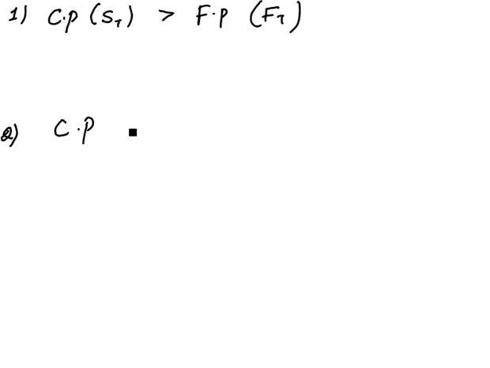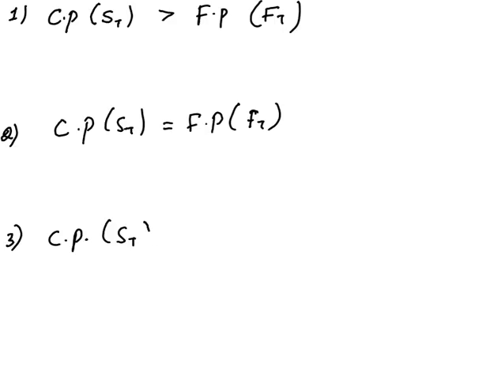So closing price, let me note this as spot price ST, is greater than the forward price. I will denote this as FT. This is one scenario. Another scenario is the closing price, that is the spot price, is equal to the forward price. The third scenario that is possible is the closing price, that is the spot price, is less than the forward price.